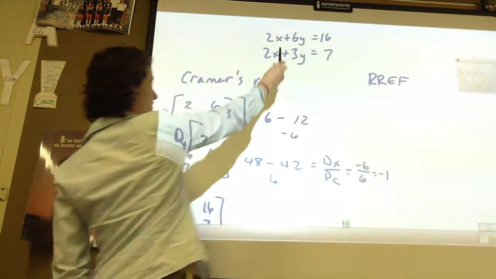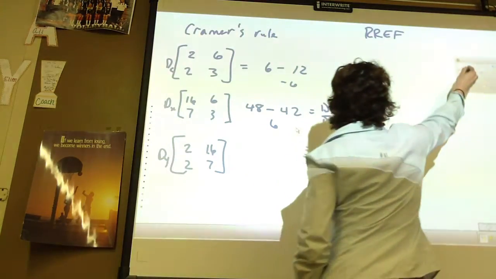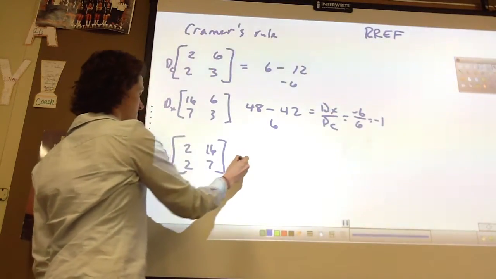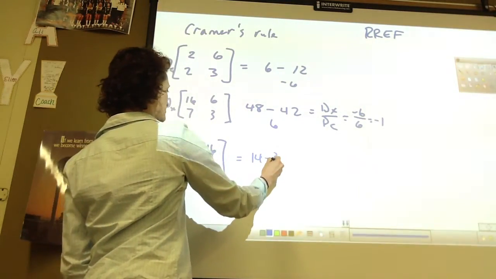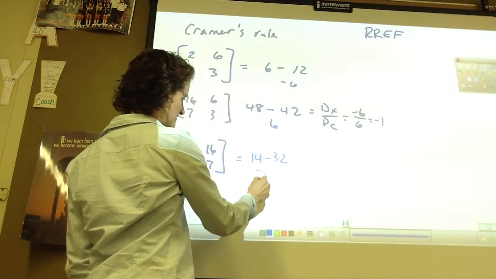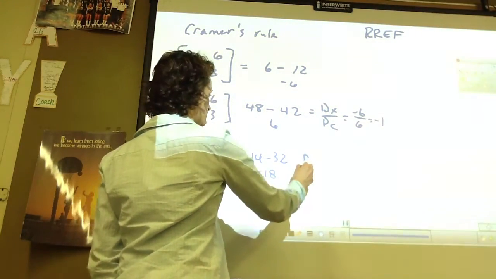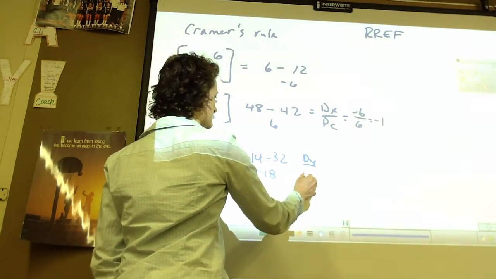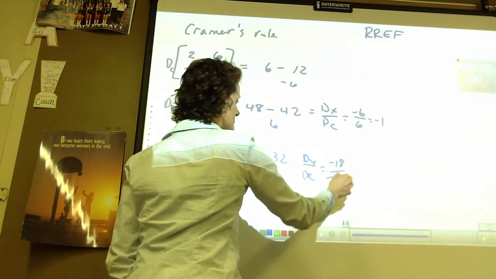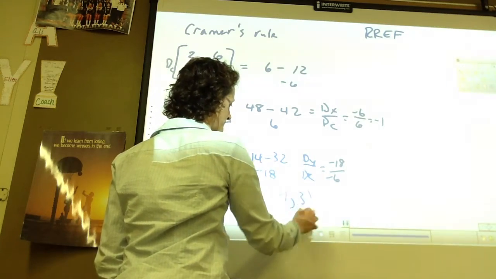Scroll that back up real quick. I left the x's, put the 16 and the 7 in for the y's. Evaluate your determinant. 14 minus 32, which is negative 18. Now, dy divided by dc, negative 18 divided by the original negative 6, we're going to end up with 3. So my ordered pair is negative 1, 3.